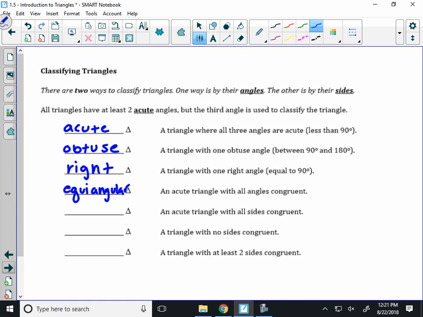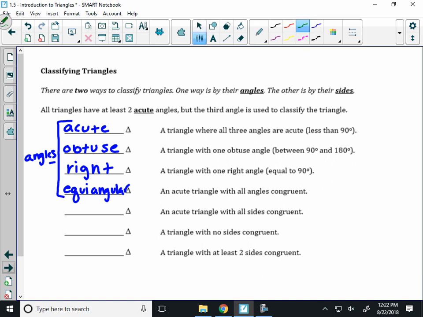These first four deal with how to classify by angles. So you use these to classify a triangle by the angles, and you only use one of them. So you will never have a right obtuse triangle, or an acute right triangle, or an acute obtuse triangle. You only pick one from that section based off that one different angle. Okay?